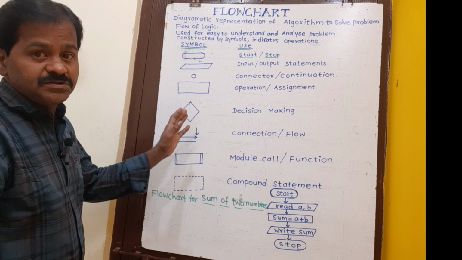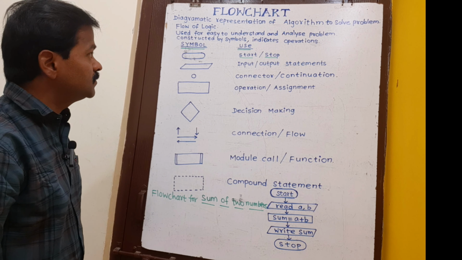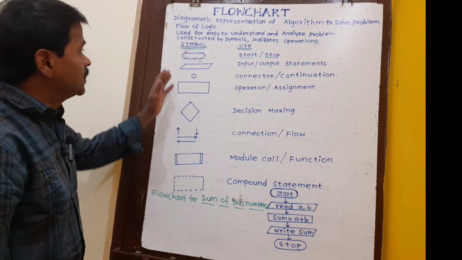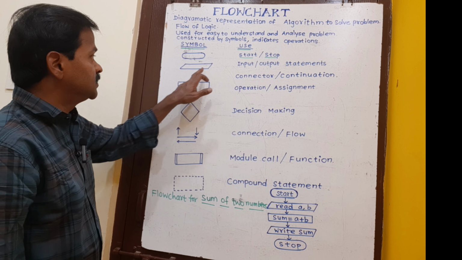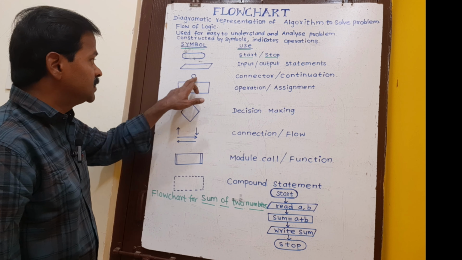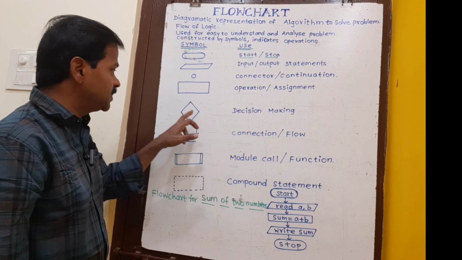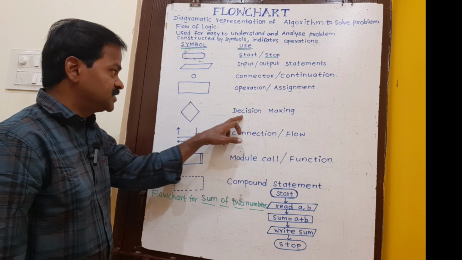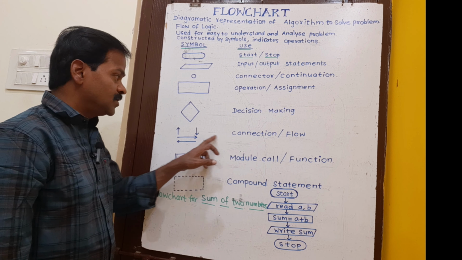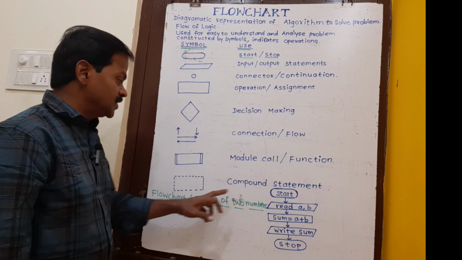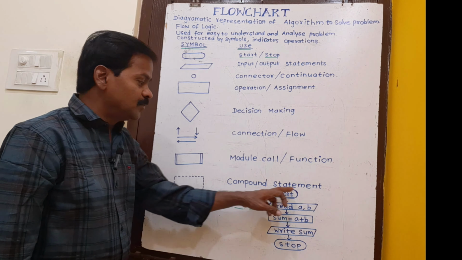Next, why do we use flowcharts? For easy understanding and to analyze the problem. Here we use symbols. Each symbol represents an operation. This symbol is for start or stop. This symbol is for input or output statements. This circle is for connector or continuation. This rectangle is for operation or assignment. This diamond symbol is for decision making. These arrows are for connection or flow. This rectangle is for module call or function. This dotted rectangle is for compound statements.